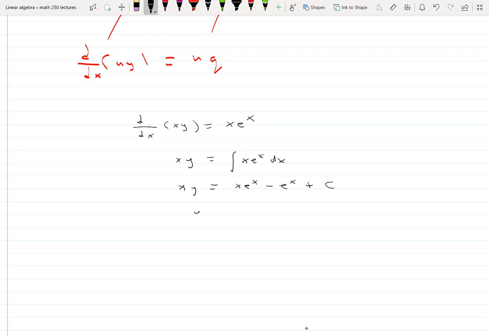If I want an explicit solution, I divide both sides by x, or multiply both sides by x to the negative 1, absolutely equivalent: y equals e to the x minus e to the x over x plus c over x. Okay, so there's our solution.